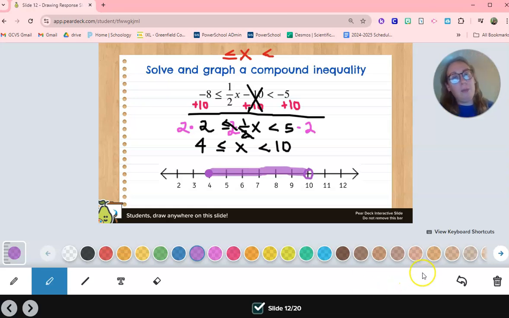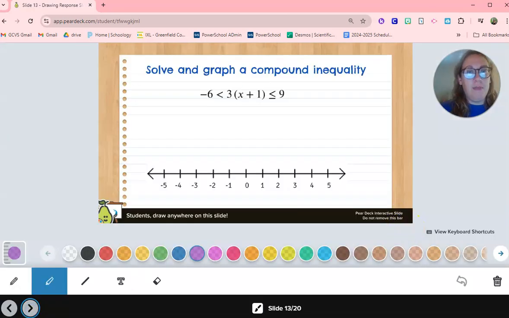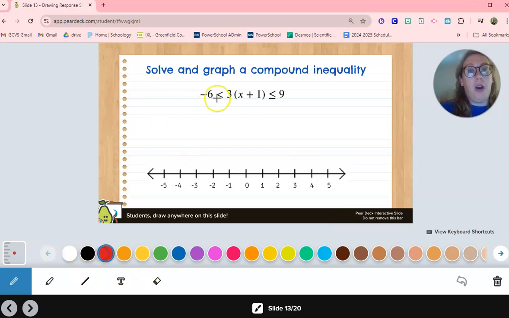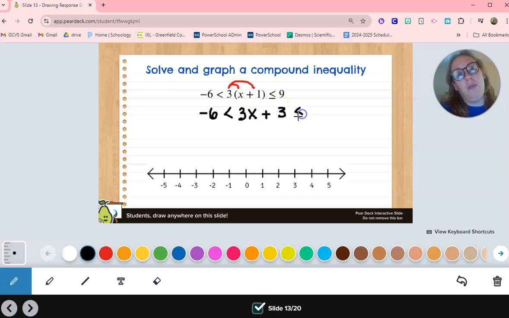And when you're all set, you can push ahead to slide 13. That was just the first one that we did like this. We're going to do some more practice solving compound inequalities. Here's another one. To get us started, there's a couple things we could do. We could certainly distribute that positive 3 first in the middle. So we would have negative 6 is less than 3 times x is 3x, and 3 times 1 is a positive 3, which is less than or equal to 9. So the first step, all we did there was distribute that positive 3.